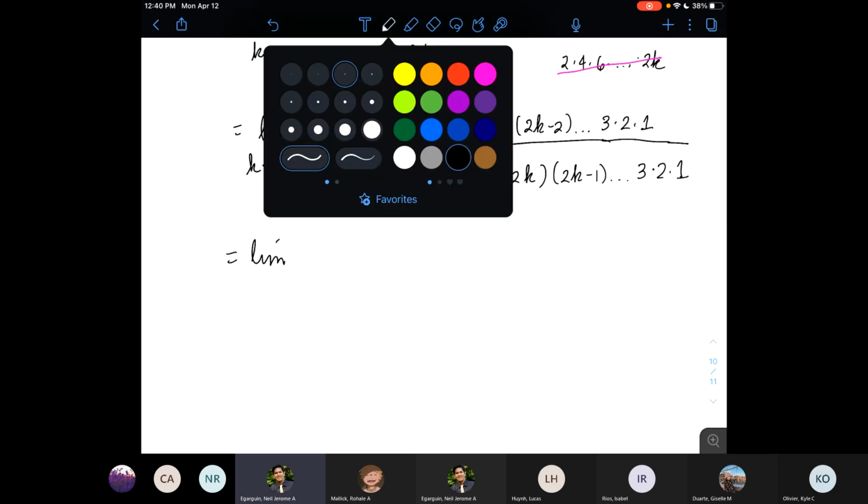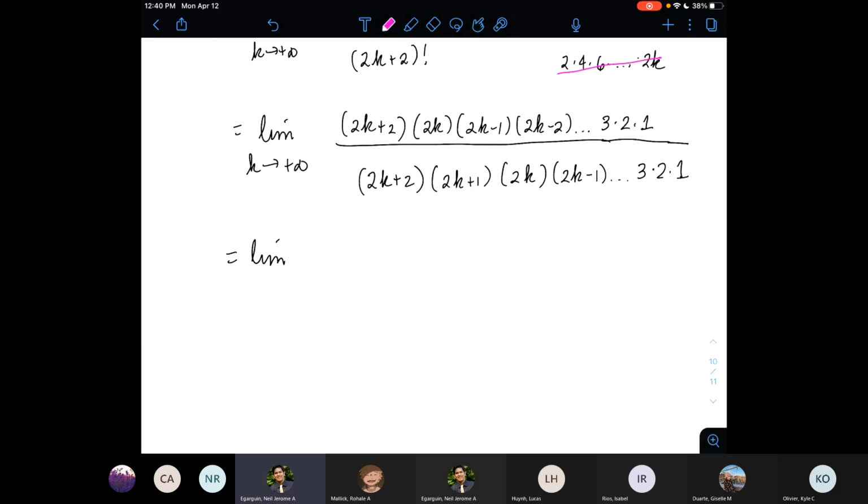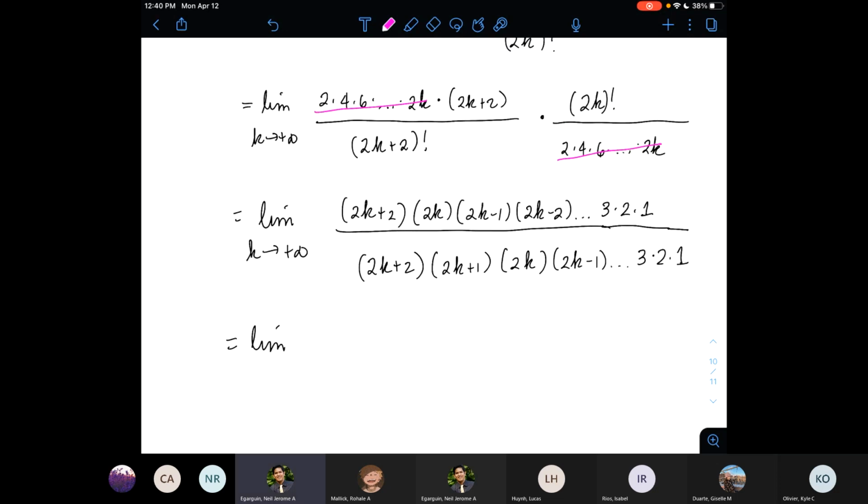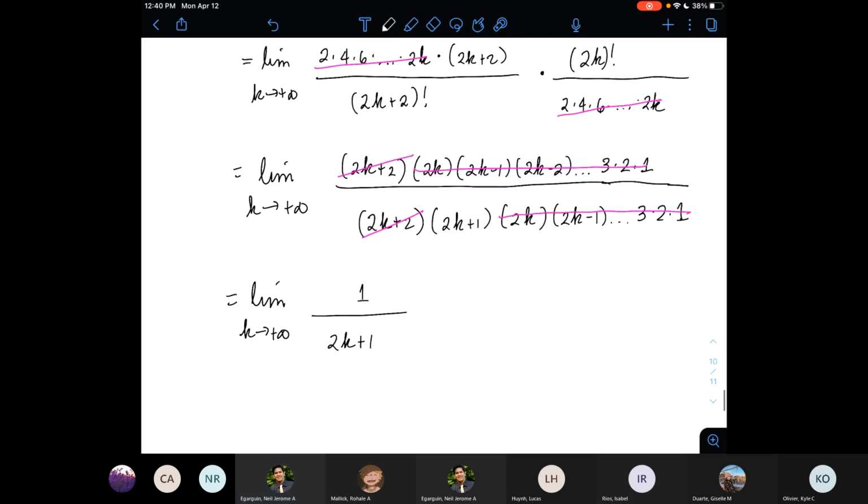Okay, and let's see what factors cancel out. Well, I can cancel starting from where? Is it correct? Oh, okay, good. I can cancel the 2k plus 2 in the numerator and the 2k plus 2 in the denominator. And then from 2k all the way to 1 will be canceled by 2k all the way down to 1. So what remained is what? 1 on the numerator and a 2k plus 1 in the denominator. Is that okay?